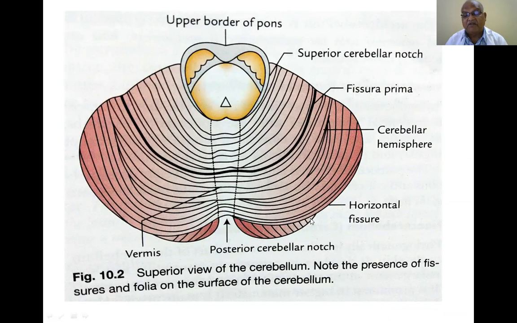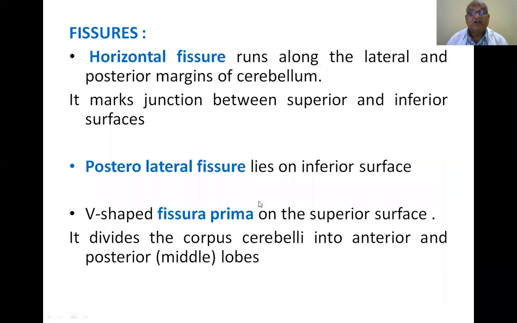This is a horizontal fissure present in the posterolateral direction, dividing off the flocculonodular lobe. Fissura prima is V-shaped, dividing the vermis. This is the anterior lobe, this is the middle or posterior lobe, and this small, separate projection here is the flocculonodular lobe.